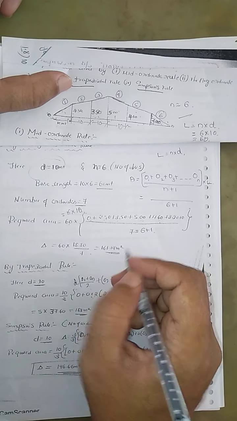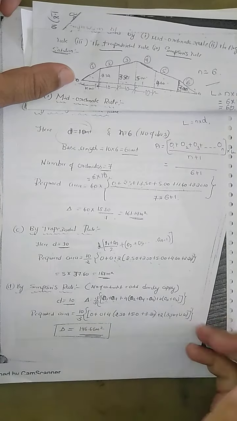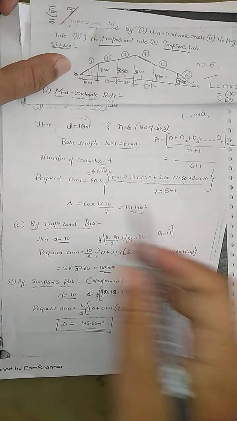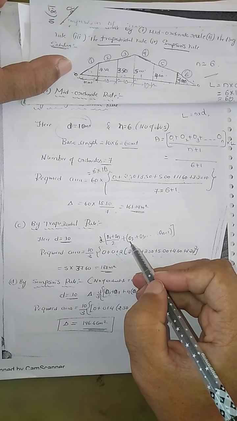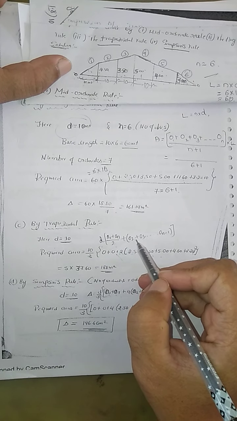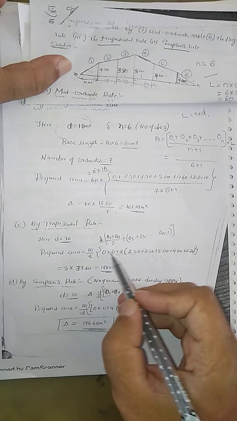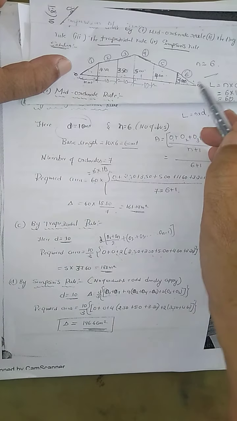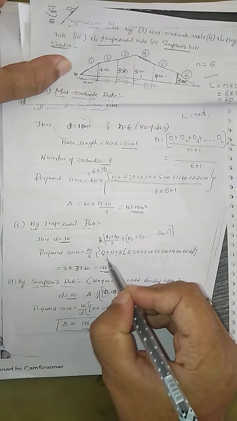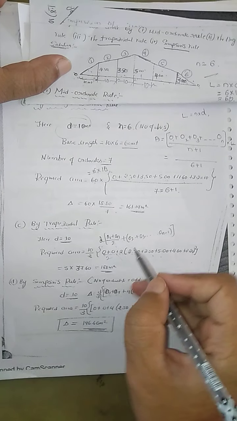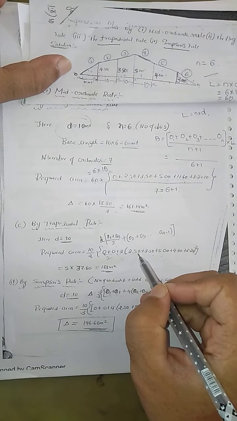161.14 square meters. Okay. Then by using the trapezoidal rule, what does the trapezoidal formula say? (O1 plus On) divided by 2, plus O2 plus O3 plus up to On minus 1. O1 is 0, On is 0. Again, if you divide by 2, it is 0 only. So plus 2 into 2.5.